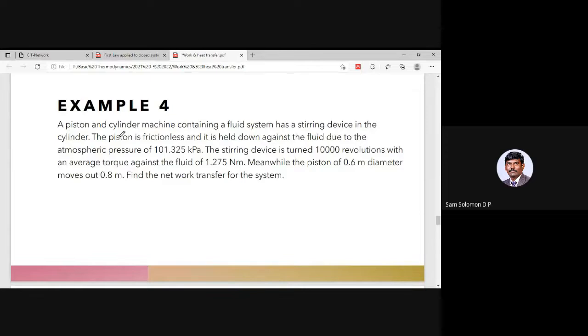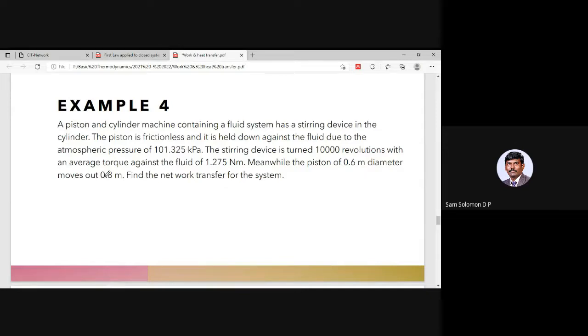A piston and cylinder machine containing a fluid system has a steering device inside the cylinder. The piston is frictionless and it is held down against the fluid due to the atmospheric pressure of 101.325 kilopascal. The steering device is turned 10,000 revolutions with an average torque against the fluid of 1.275 Newton meter. Meanwhile, the piston of 0.6 meter diameter moves out by 0.8 meters. Find the net work transfer for the system.